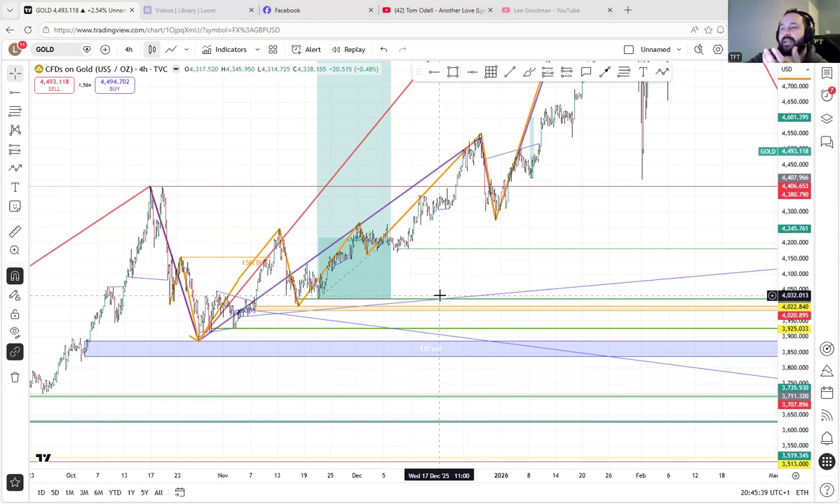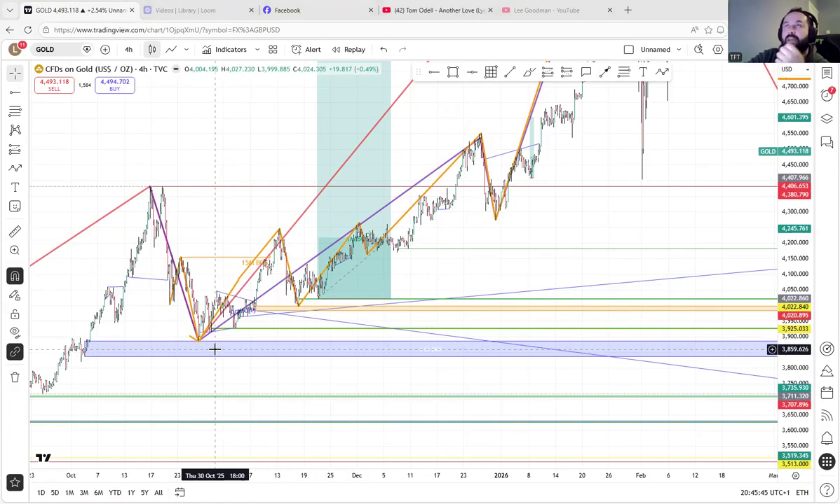I'd say I'm generally looking for a 1 minute break to the upside, a 1 minute break of structure. Oh, it's my dog. Yeah, I normally wait for a 1 minute break in the direction I want to trade, mate.